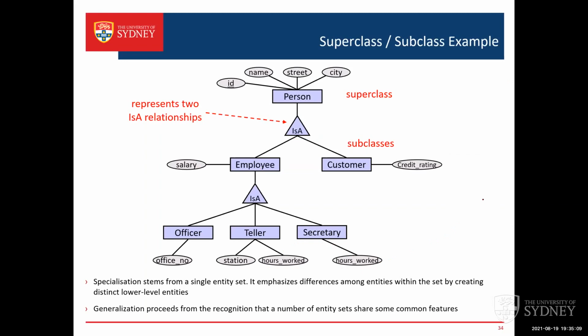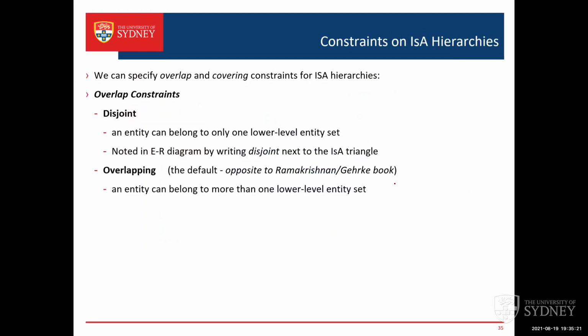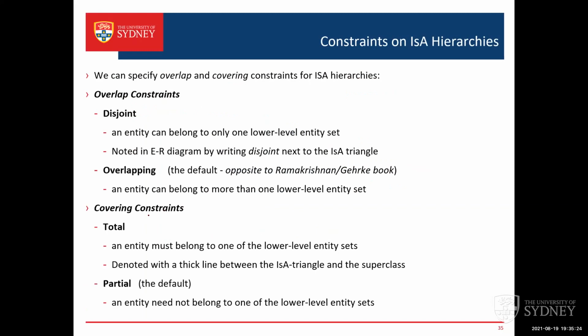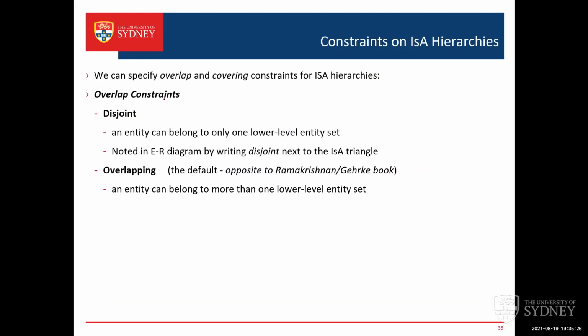Okay, hopefully things are making some sense. Someone is asking, but a person also has a salary and a credit rating. So you are thinking about a person who can be an employee and a customer. Yes, that is what we are going to learn next in this covering constraint. I'll go there later, but before that, let me show one more thing: the overlapping constraint.